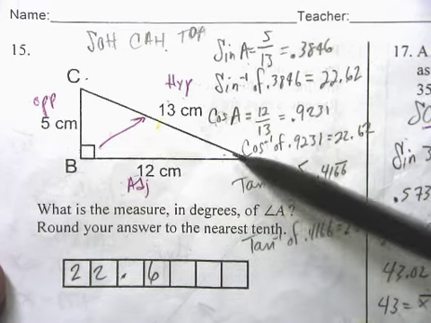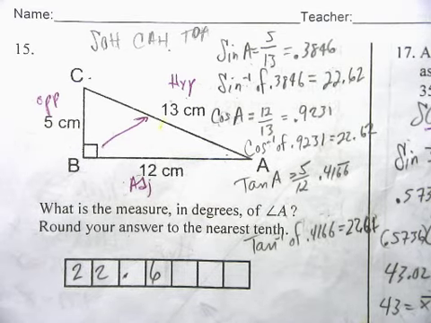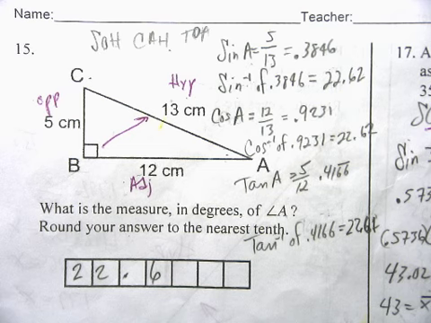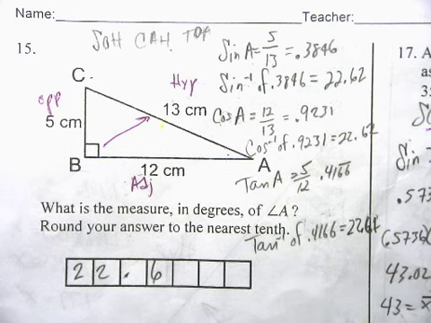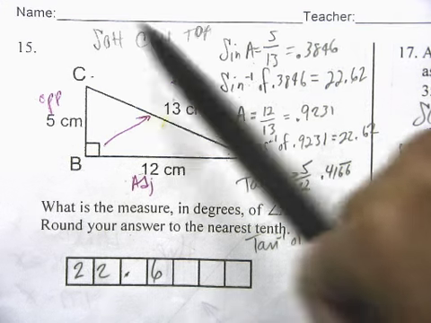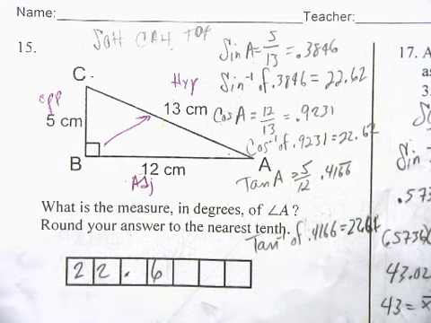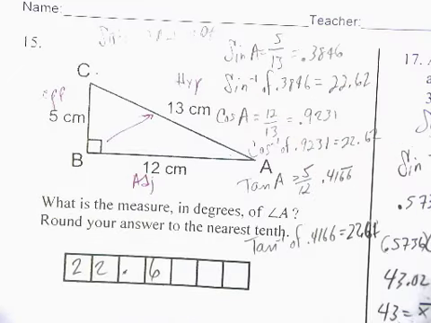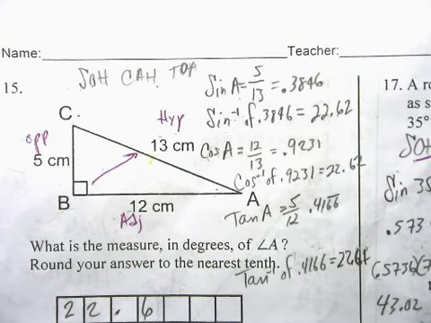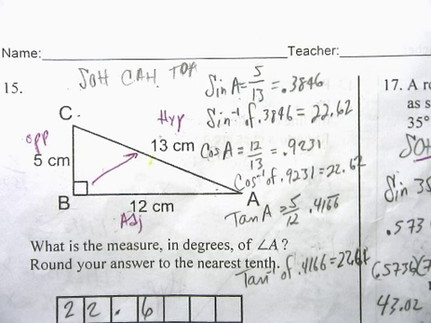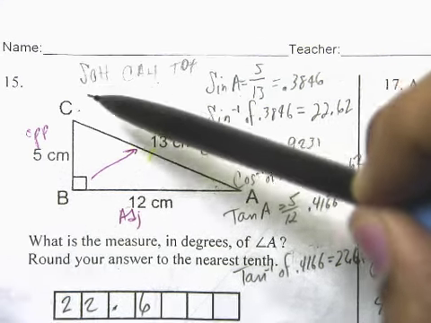Question number 15 is a trig question, because they're asking us to find an angle. First thing you should notice, a little red flag should go off in your head: they gave you all three sides, right? And when they give you all three sides, what does that mean? That means you can use any of the three trig functions in SOHCAHTOA. So what I did here was I just did all three to show you that it doesn't matter which one you use, you're going to get the same answer for letter A.